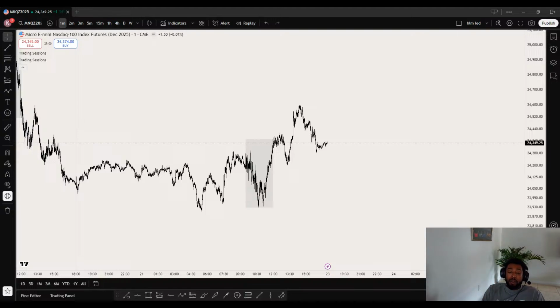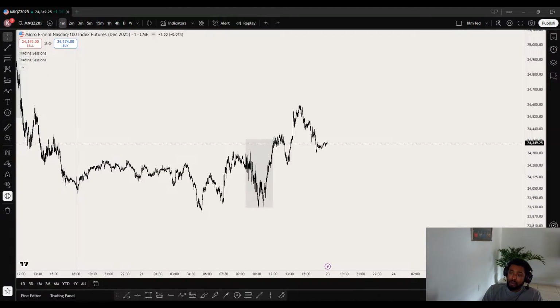And remember, with ICT concepts, all you need is a sweep and 1 or 2 confluences. Yeah, man, that consequent encroachment. You said, thank you for explaining, bro, but what about consequent encroachment? What is it used for? Consequent encroachment is just for the wicks.